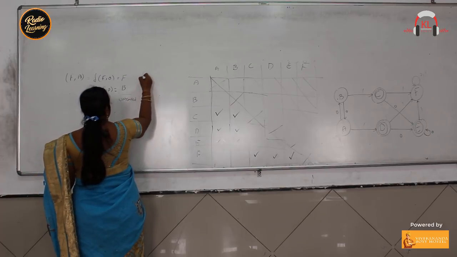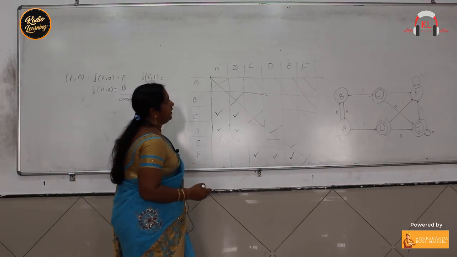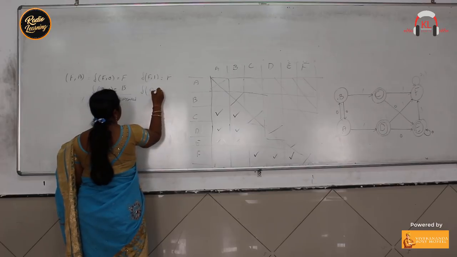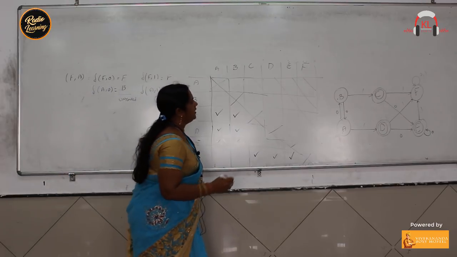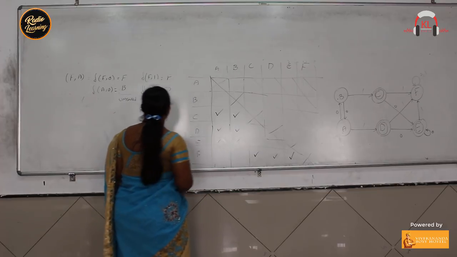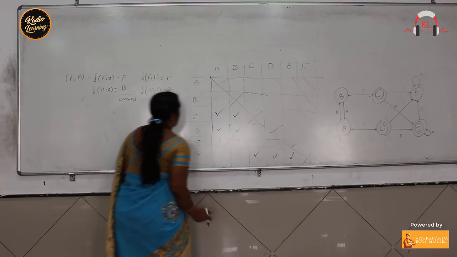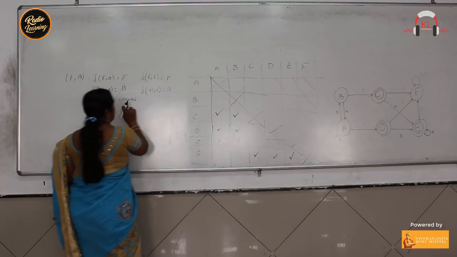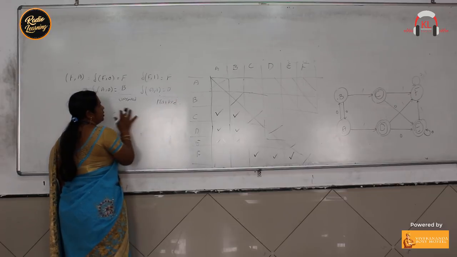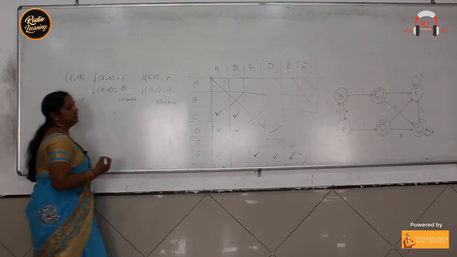The next pair is delta F comma 1. F after reading 1 is going for F, and delta A after reading 1, A after reading 1 is going for D. So here, F and D is the pair. F and D is marked. So I am marking here. If one is unmarked and the other one is marked, then you mark this one, the pair F, A. I am marking that pair.